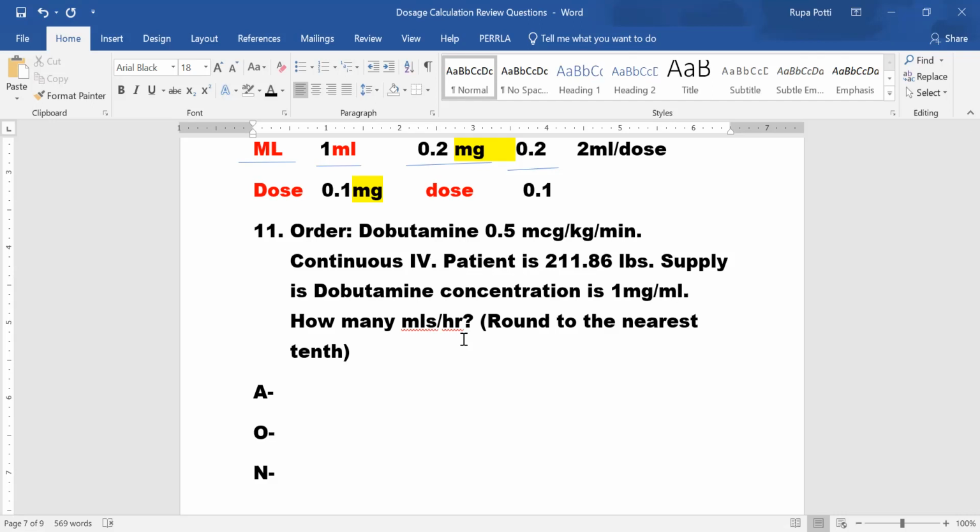Anytime you're giving critical care medications, usually it is going to be round to the nearest tenth, unless otherwise mentioned.